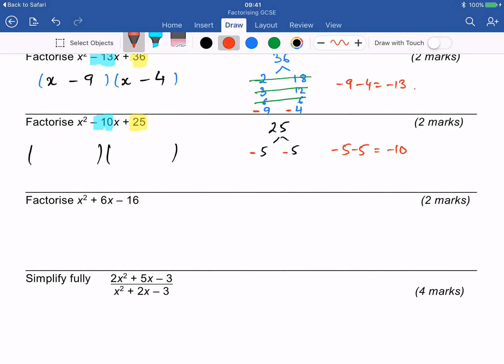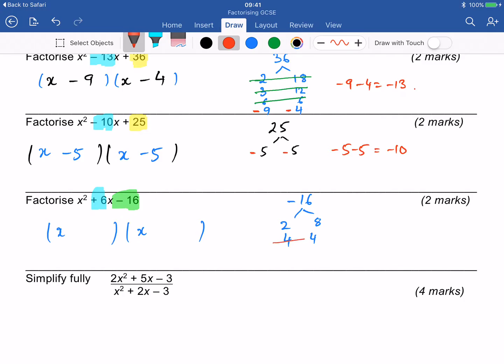So my solution to this question is x take away 5, x take away 5. One more, 2 brackets. x, I'm going to split negative 16. And I'm looking for 6. The factors of negative 16, 2 times 8, 4 times 4.